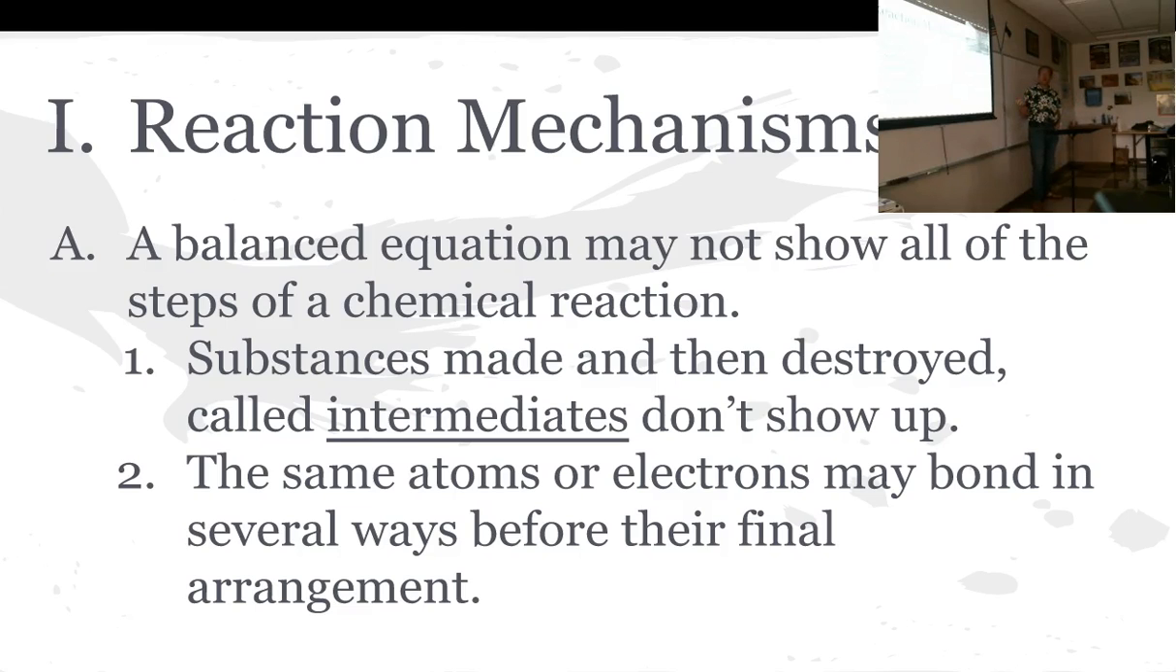So substances made and then destroyed, which we call intermediates, don't show up in a chemical reaction. We don't tend to write these 2 things yield this, which yields this, which yields this, which yields the products. We tend to just write reactants and products, and we omit all of the intermediaries. But those intermediaries exist. They are created and destroyed, and the process flows through to the end.